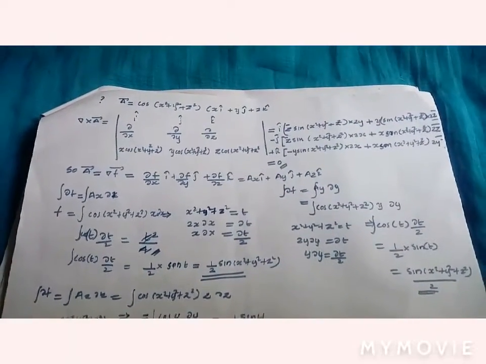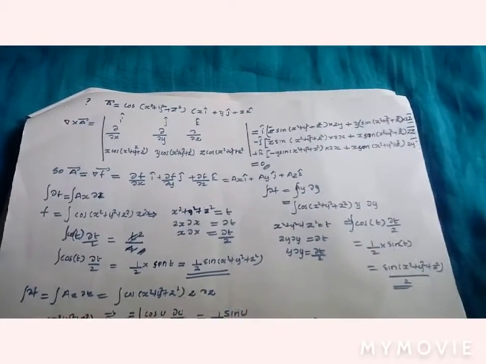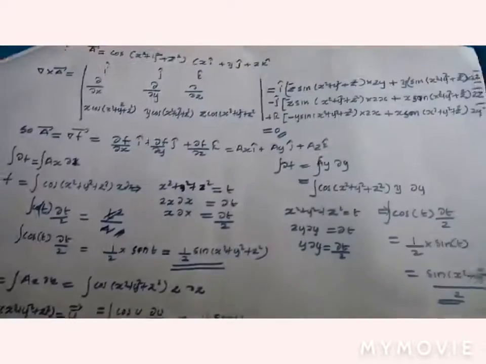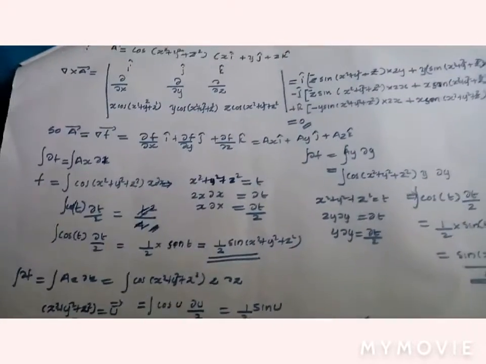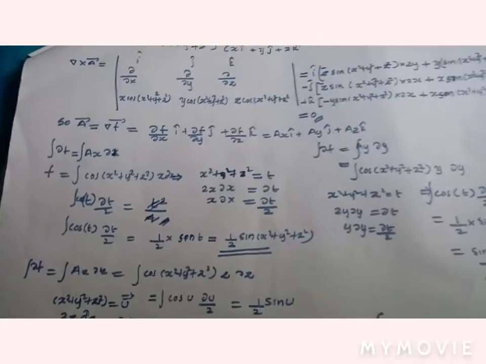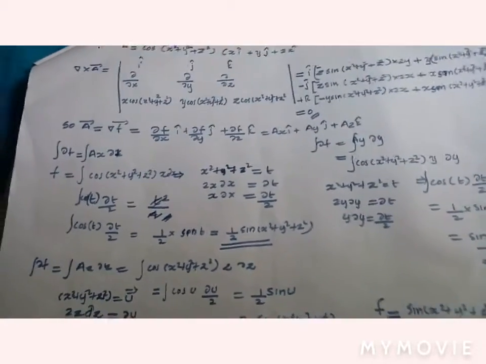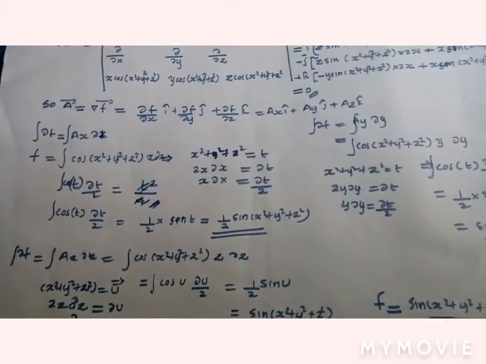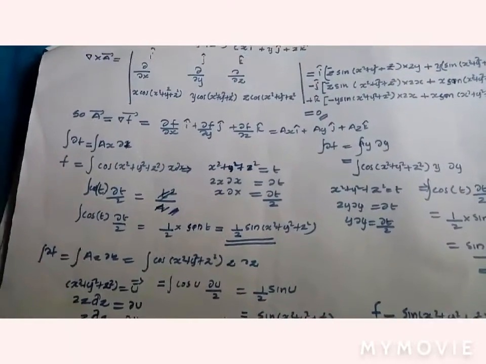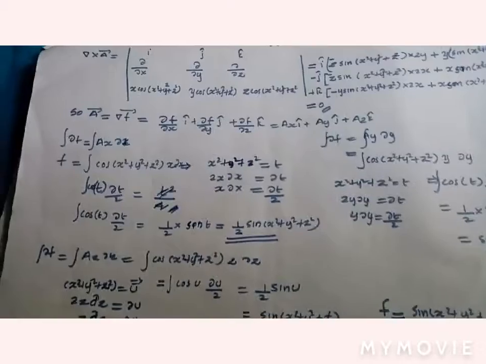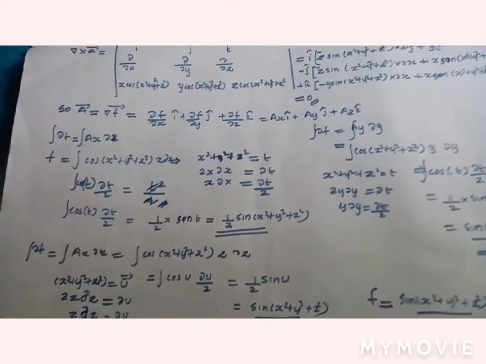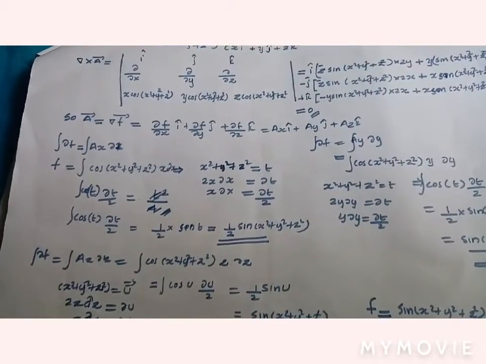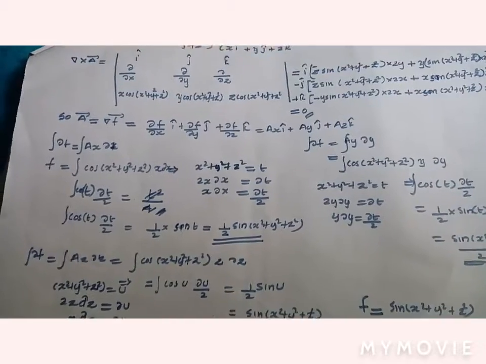From that we get that the rotational vector, that is del cross A, is equal to 0. So A is equal to del f. So ∂f/∂x i plus ∂f/∂y j plus ∂f/∂z k, and that is equal to x cos(...) i plus y cos(...) j plus z cos(...) k. And from that we equate these equations. We get that A x is equal to ∂f/∂x.